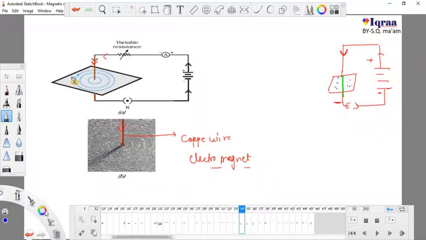So what would happen after some time? This copper wire is having cardboard, and I sprinkled some iron flakes. After some time, these iron flakes will attain the form of a circle. This is my circle. So why do these iron flakes attain the form of a circle?